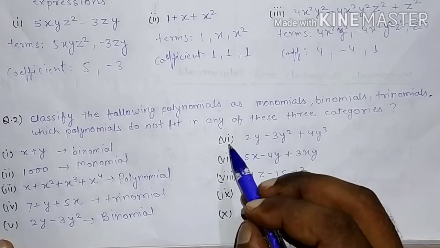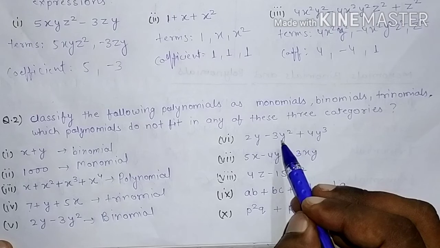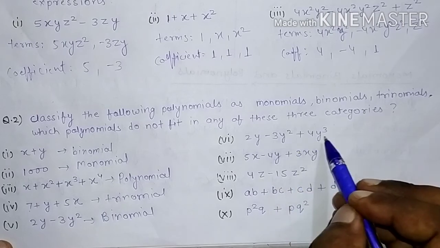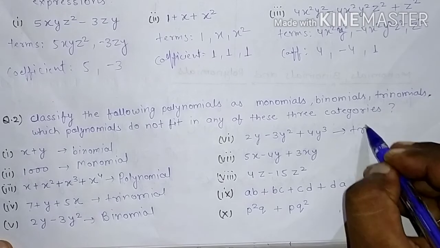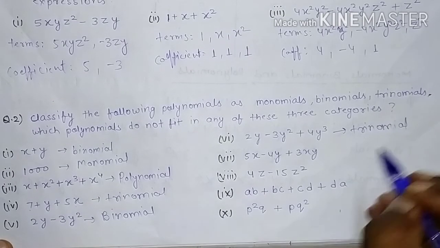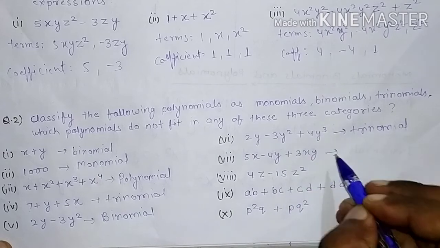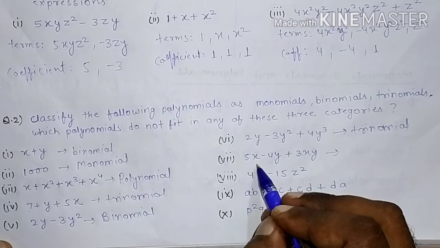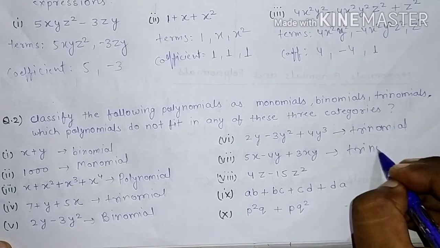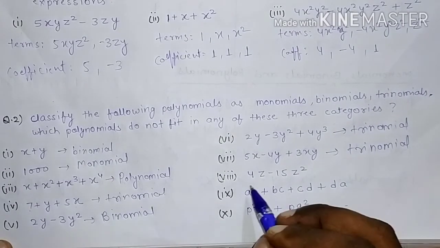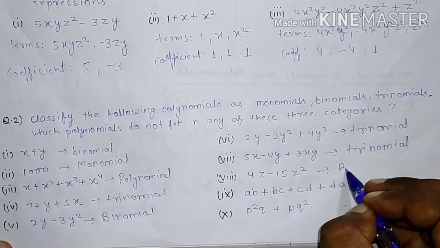Now the next question, that is question number 6. 2y is the first term, minus 3y square is the second term, and 4y cube is the third term. Now this is trinomial. And in this question, 5x minus 4y plus 3xy, it also consists of three terms: 5x first term, minus 4y second term, and 3xy is the third term. So this is trinomial. And in this question, there are two terms, 4z and minus 15z square. So this is binomial.